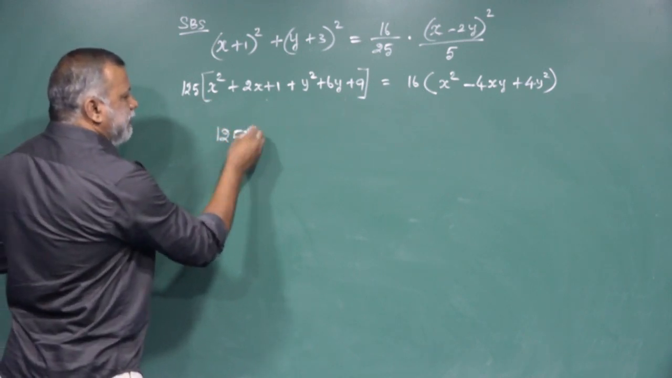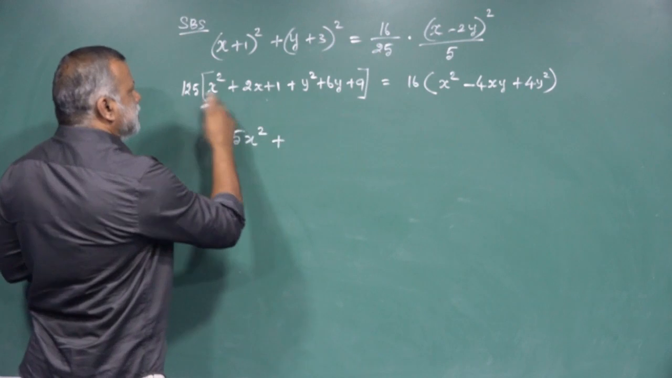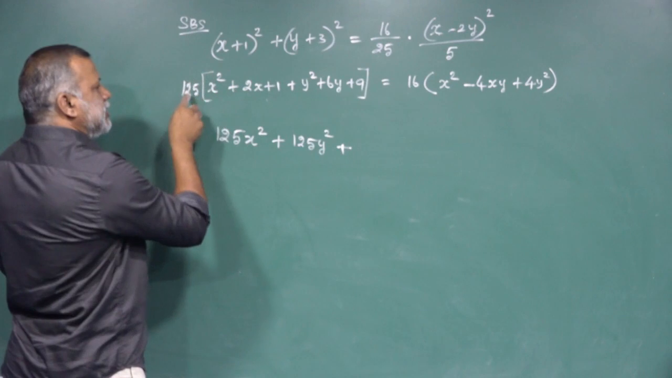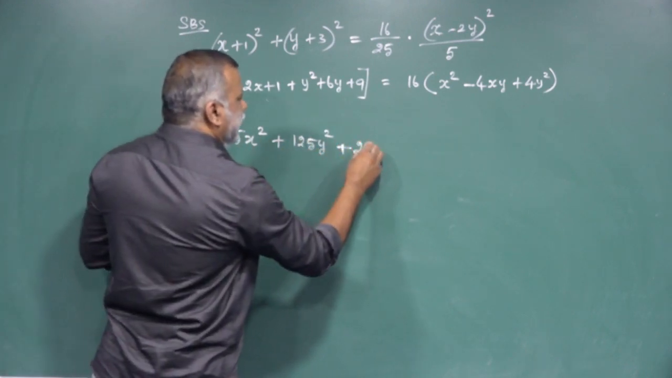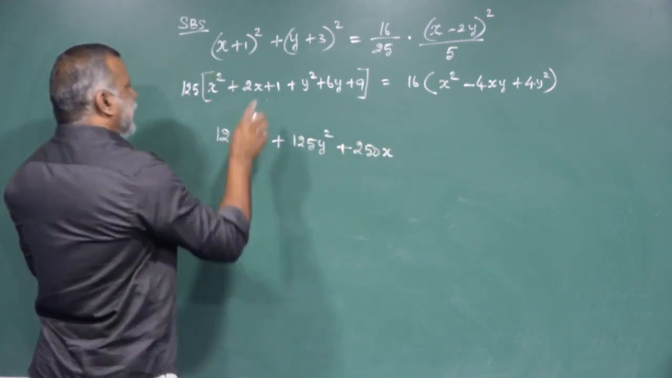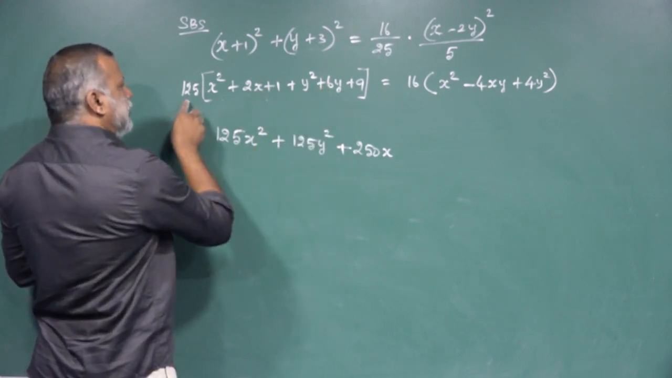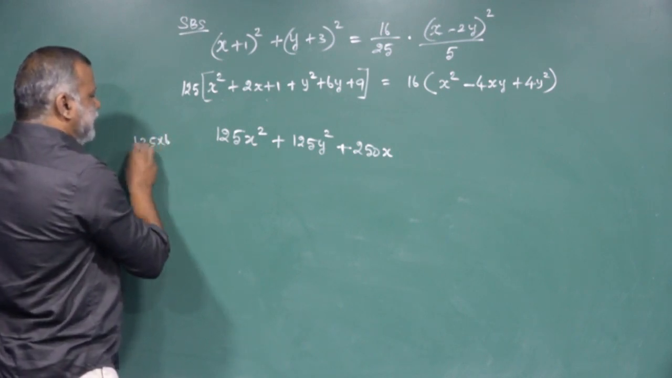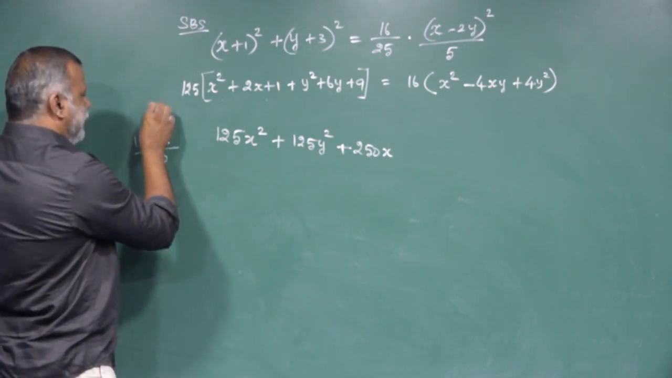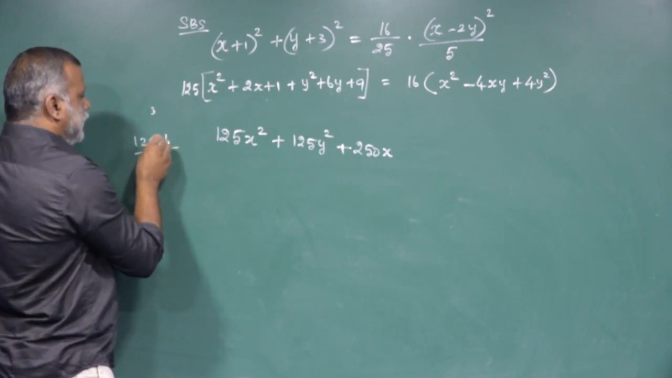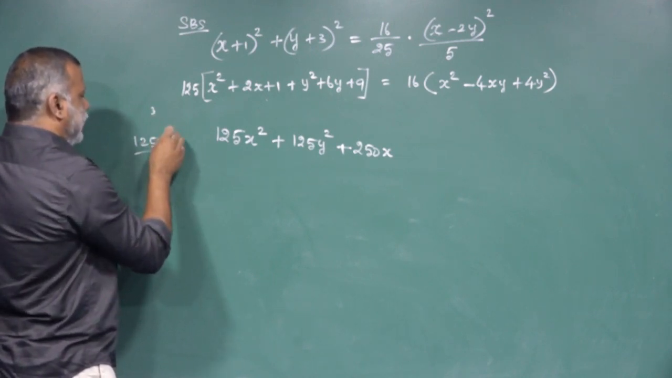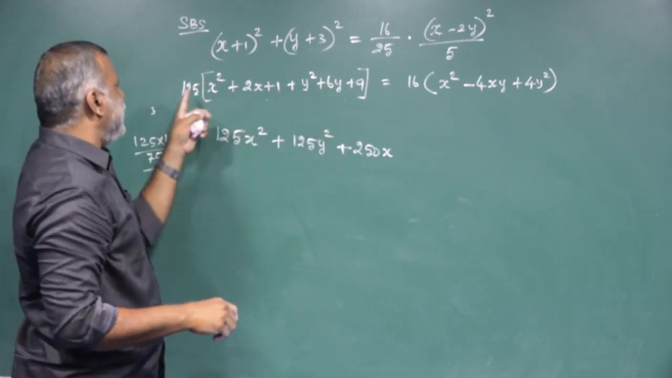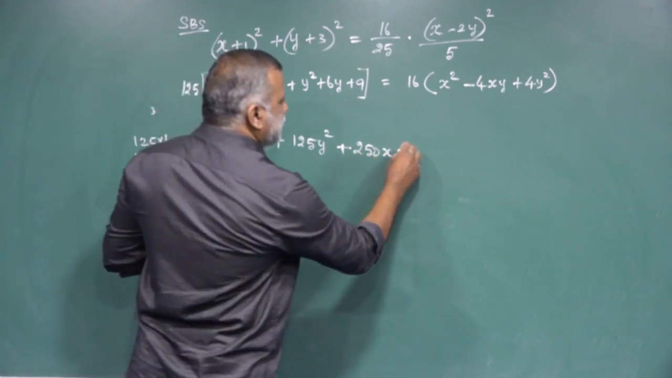We can get 125x squared, then 125y squared. Then 2x is multiplied with 125, we can get 250x. Again here, this 6y is multiplied with 125. 6 fives are 30, again remaining is 3, 2 into 6, 12, 15, we can get 750. So if you multiply 6 and 125, we are able to get 750y.